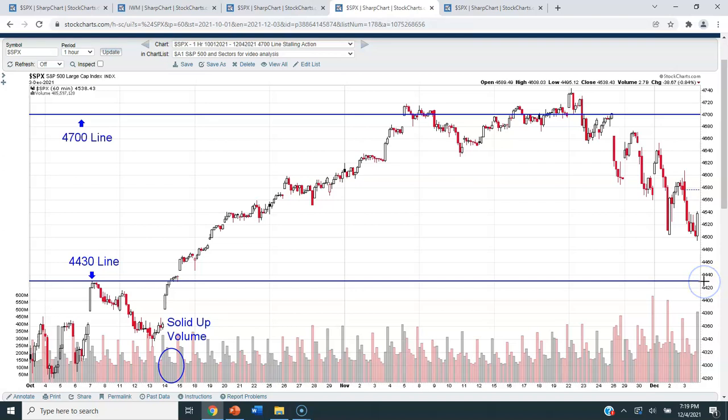All right, I don't want to beat that to death, so if you want to see it, go back and look at the last 5 or 6 weeks of videos. But I just want to point out that if 4,500 doesn't hold over the next week or so, then the 4430 level would be a super important level to watch.